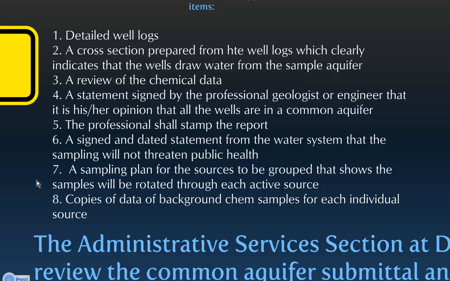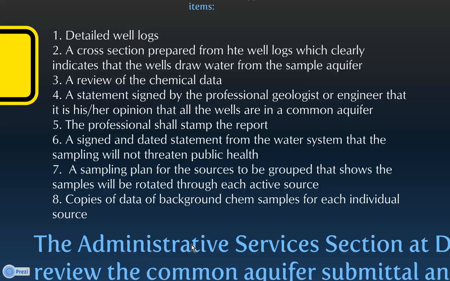You have to take it from well number 3 one year, well number 4 the next year, well number 7 the year after that. You just have to keep rotating those samples. You can't just pick one of the sources in this common aquifer group and only sample from that one for the rest of time. So the last one, number 8 of our 8 items that we need, is copies of data of the background chem samples for each individual source.